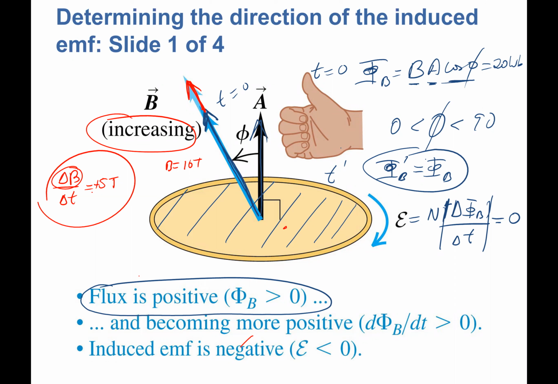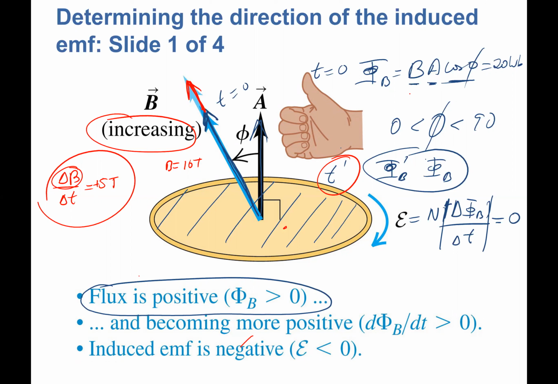If, for example, delta B over delta t was negative, then it would decrease by that much. But let's say right now we have an increase in magnetic field. That means every second the magnetic field is increasing. That means my magnetic flux a little bit later will be larger.